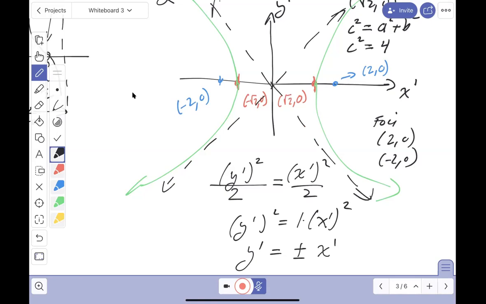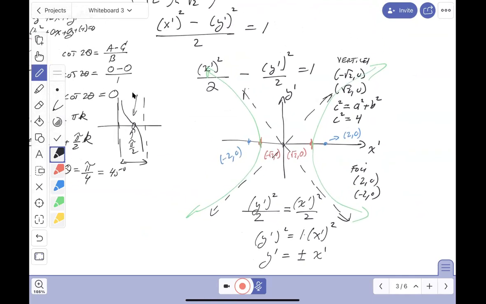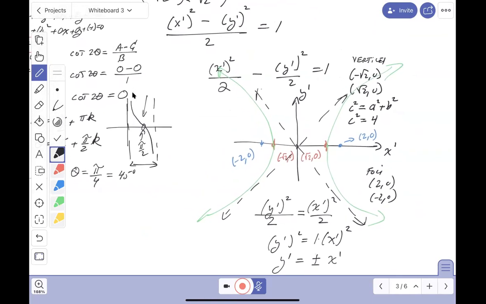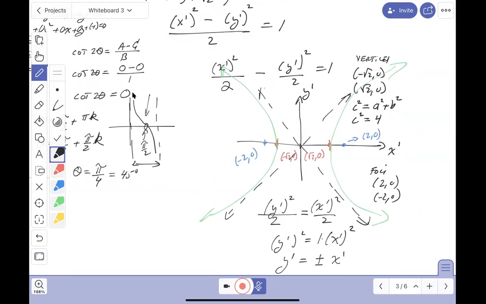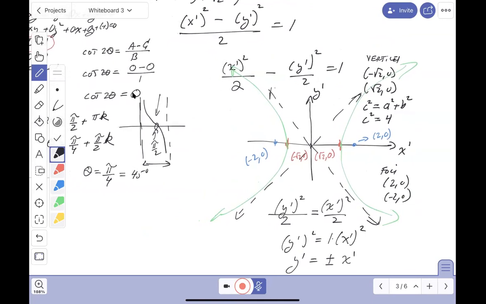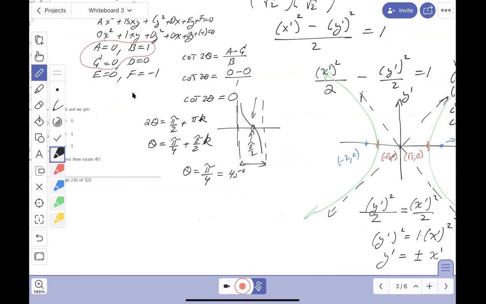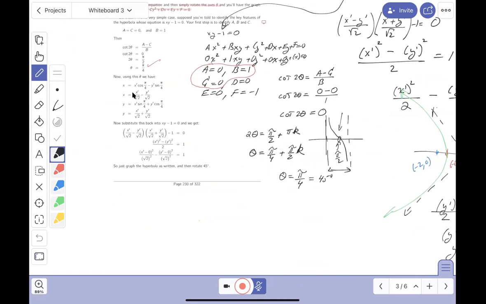They're the asymptotes. So I got my graph done, and that's really nice. I know what the foci are in the new coordinate system. I know what the vertices are. What's the graph going to be though? Well, it's this thing rotated 45 degrees counterclockwise, and you get the picture that we talked about in the beginning. All right, so I'm going to say that's done.